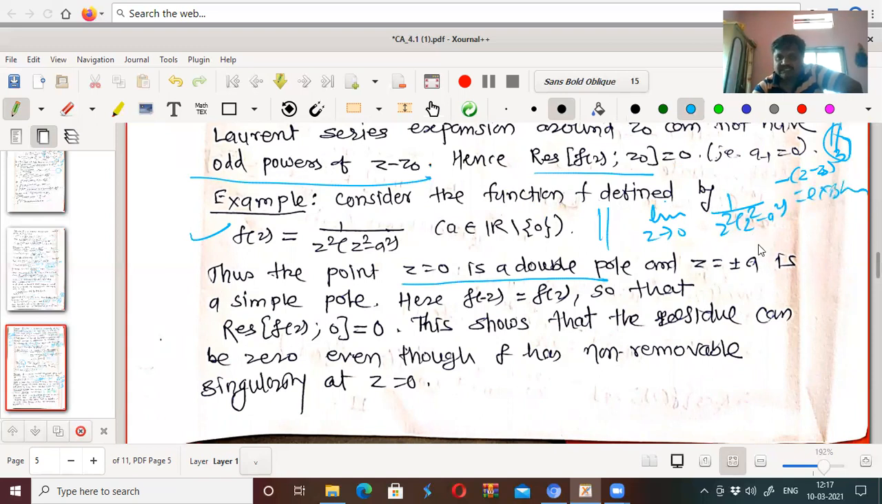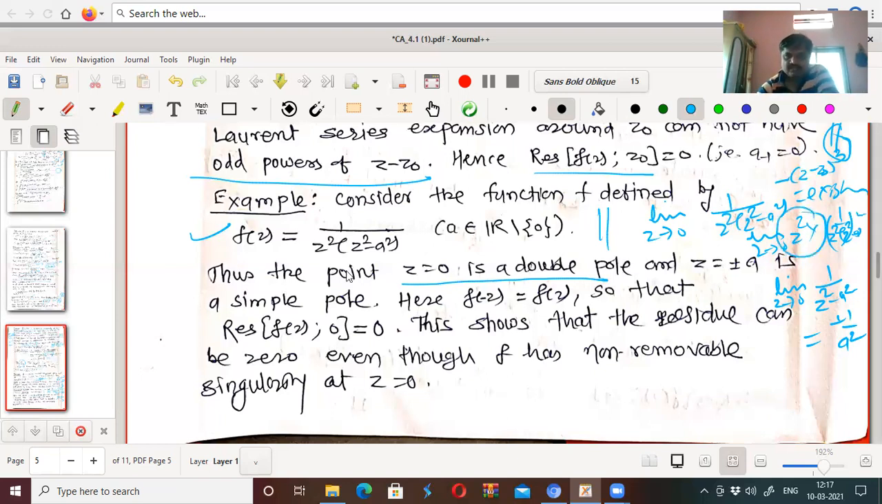But limit as z tends to 0 of z square into this function, 1 upon z square into (z square minus a square), will exist because z square cancels and we get limit as z tends to 0 of 1 upon (z square minus a square), which is minus 1 upon a square. So it exists, and it is finite, not 0. Therefore, we can say that this function has a pole at z equal to 0 of order 2 because you are multiplying by z square.